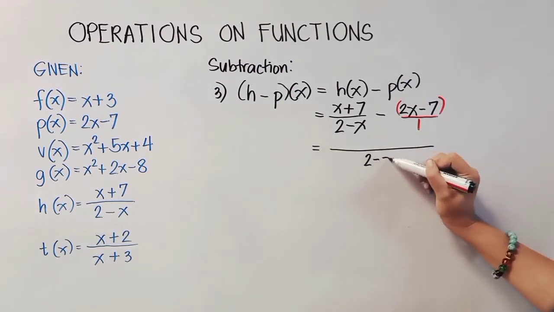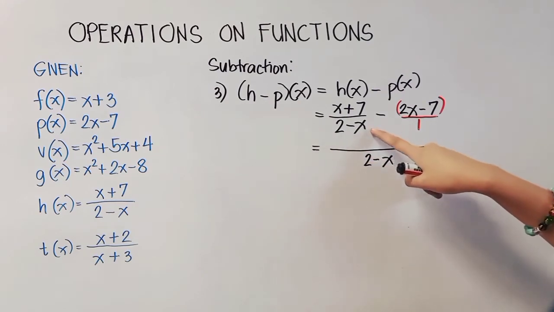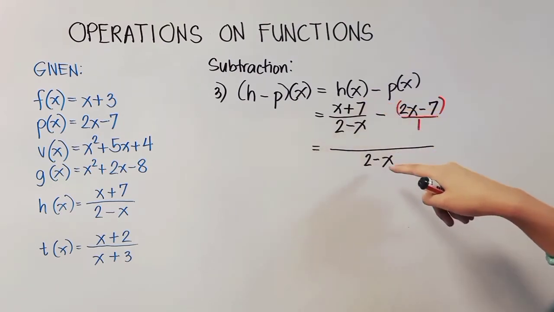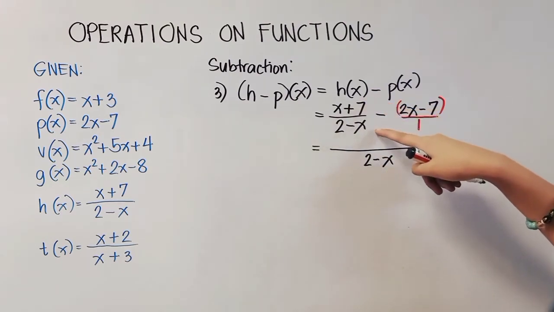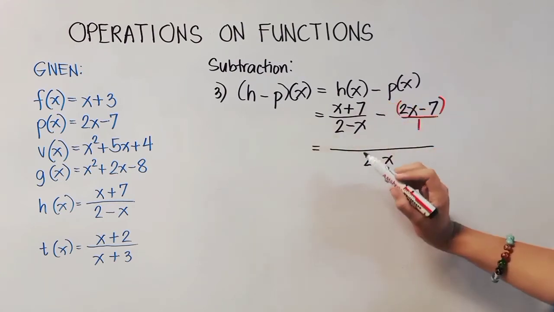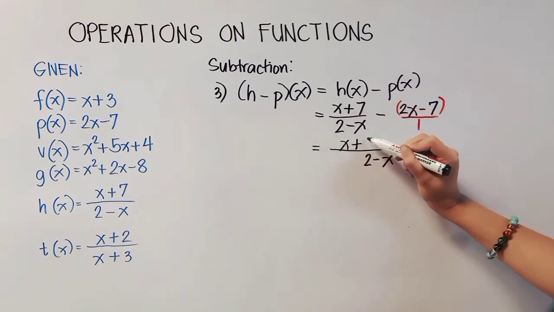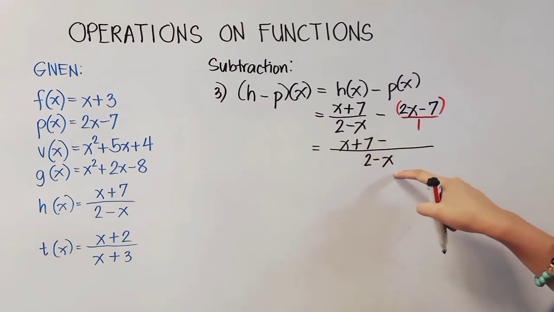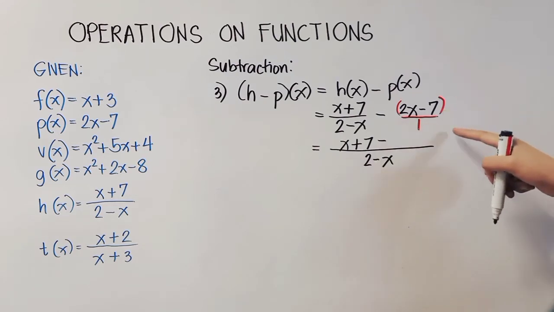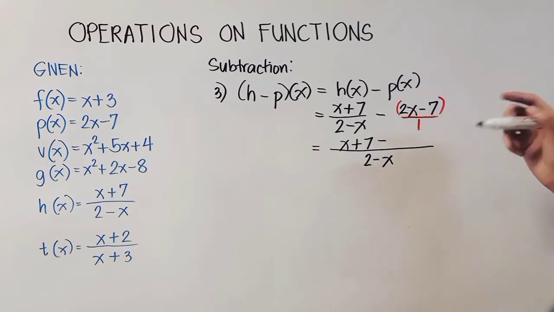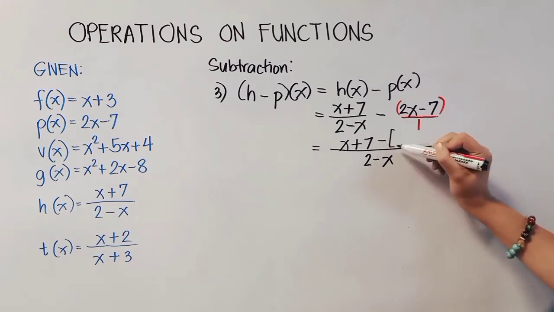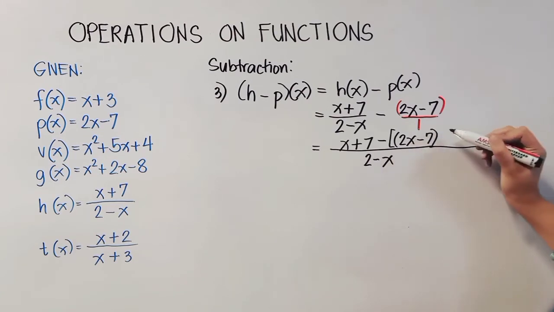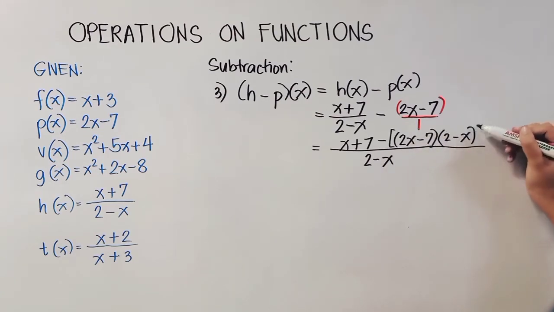Our LCD here is 2 minus x. Remember that you have to divide the LCD to the denominator and multiply the answer to the numerator. So we have here 2 minus x divided by 2 minus x, it's 1. 1 times x plus 7 is x plus 7. Then copy minus. And then we'll proceed here. 2 minus x divided by 1 is 2 minus x multiplied to the numerator. So we have here 2x minus 7 multiplied to the LCD 2 minus x.